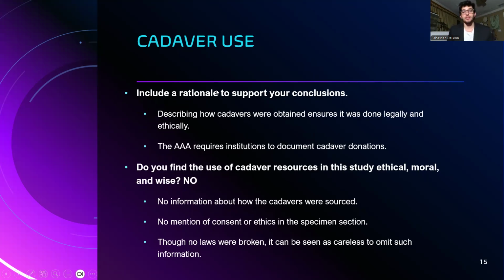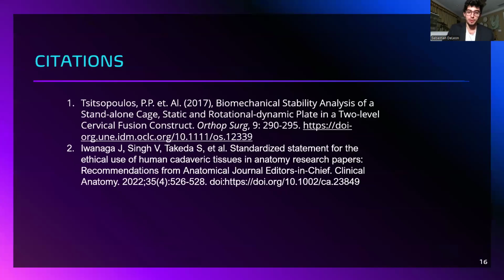So I need to include a rationale to support my conclusions. Now, describing how cadavers were obtained ensures it is done legally and ethically. Like I said, the AAA requires institutions to document cadaver donations, but this is left to the corresponding institutions' internal review boards to set these regulations. Do I find the use of cadaver resources in the study ethical, moral, and wise? Like I said, no. There were no laws broken, but I can see it as a careless mistake to omit such information, just with my own ethical framework.